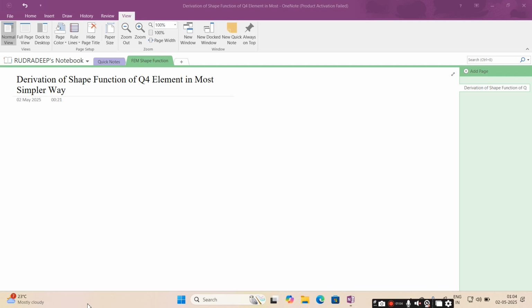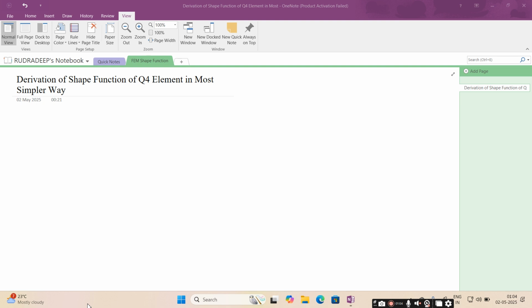Welcome to this tutorial on the derivation of shape functions for the Q4 element, one of the fundamental building blocks in finite element analysis. If you are working with 2D problems in structural mechanics, heat transfer, or continuum analysis, understanding how Q4 elements interpolate field variables is essential.